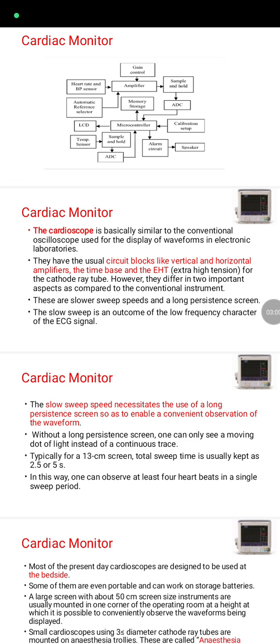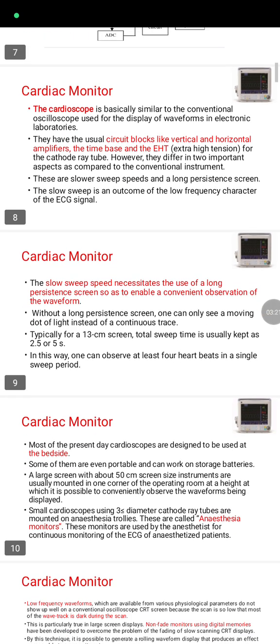It has the usual circuit blocks like vertical and horizontal amplifier, time base and EHT for the cathode ray tube. However, they differ in two important aspects as compared to the conventional instruments. These are slower speeds and a long persistence screen.